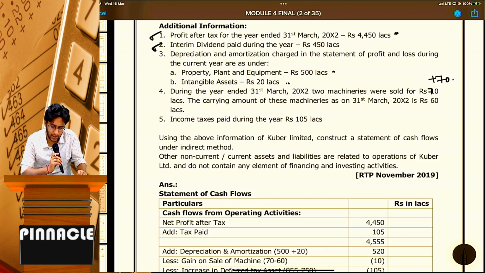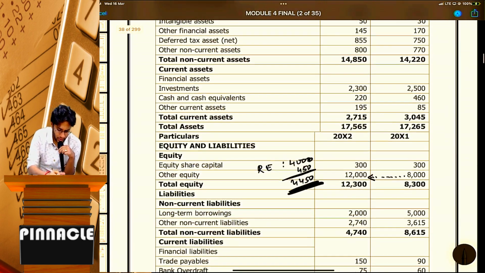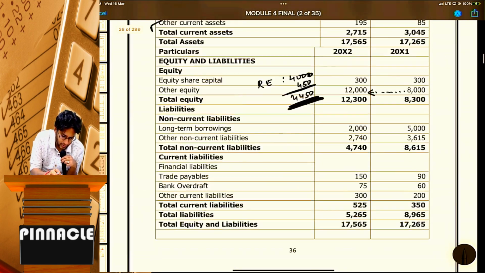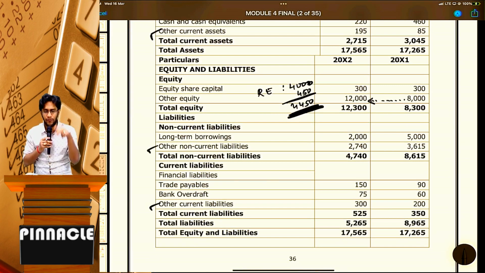Other non-current and current assets and liabilities are related to operations of Kuber Limited and do not contain any element of financing and investing activity. What is the meaning of that? Other current and non-current assets, and liabilities also he told. That means other non-current liabilities, other current liabilities. These four items don't have any inhibitions. All are relating to operating items only. They are all working capital adjustments to be adjusted off.